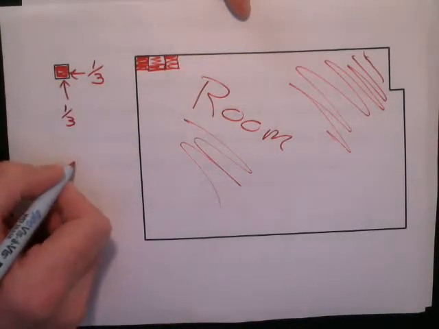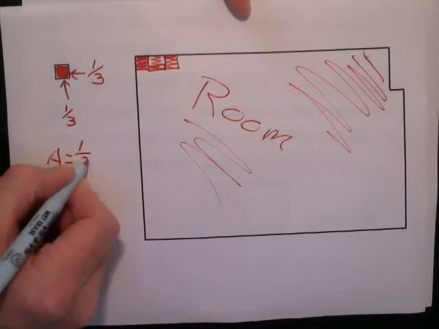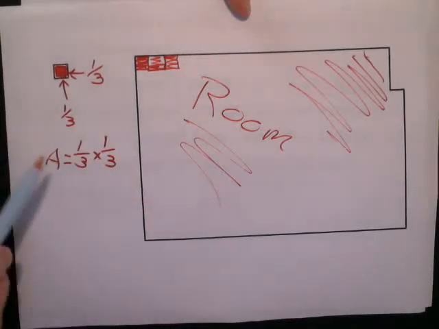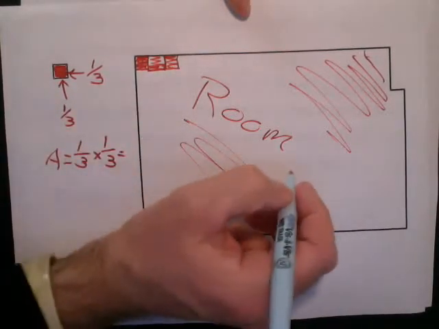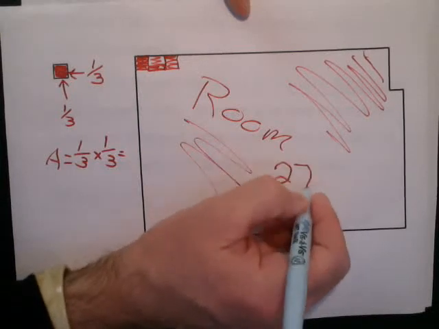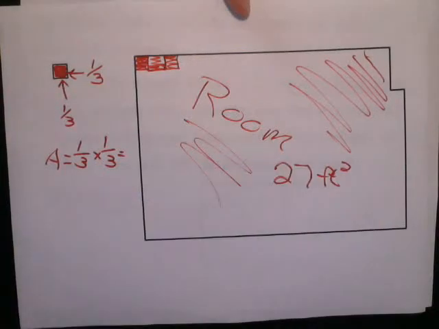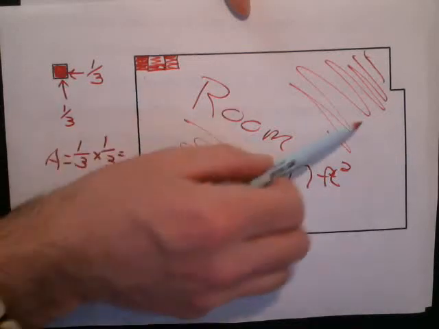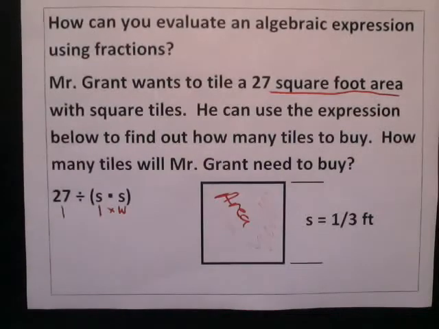So in order to figure out the area of this tile, you would have to multiply 1/3 times 1/3. Once you do that, you'll get the area of one tile, and then you can figure out how many you need, because this is 27 square feet, and you've got to know how many of those little tiles will cover that when he goes to order them. That really is our situation.